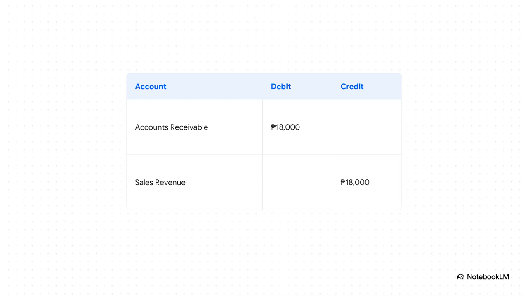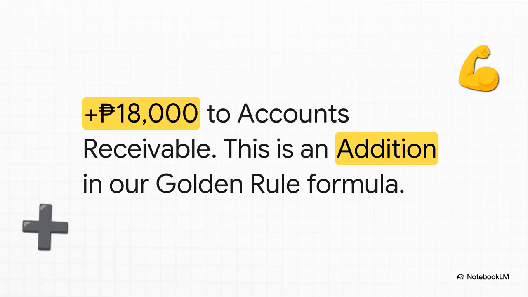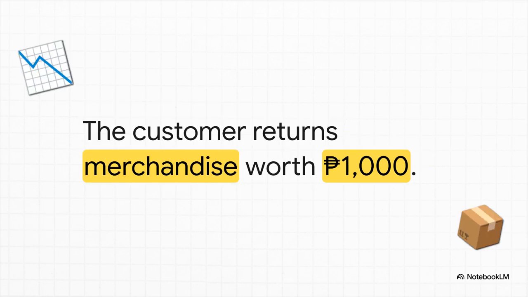You debit accounts receivable because the amount owed to you just went up, and you credit sales revenue because, hey, you officially made a sale. And see that? That 18,000 peso sale slots perfectly into our golden rule. It's an addition. Your total AR balance just jumped by 18K. It all connects.